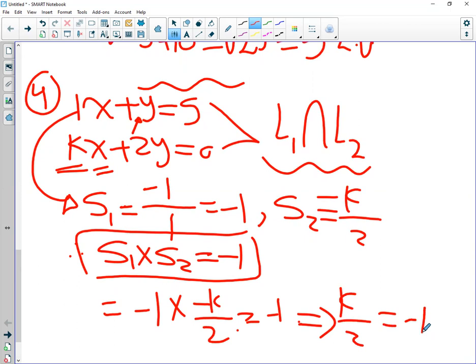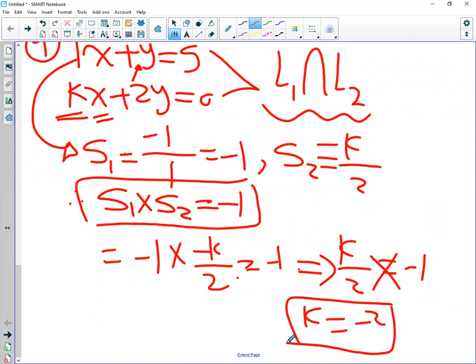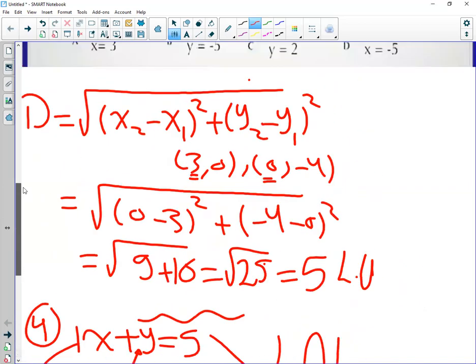Then we deduce that the value of k equal, by cross multiplication, negative 2. Okay, this is the value of k. Do you understand? Tahir, do you understand? Okay, Tahir. This is the value of k, negative 2.